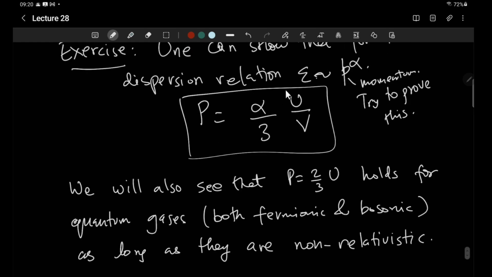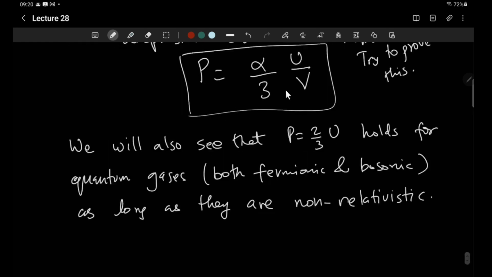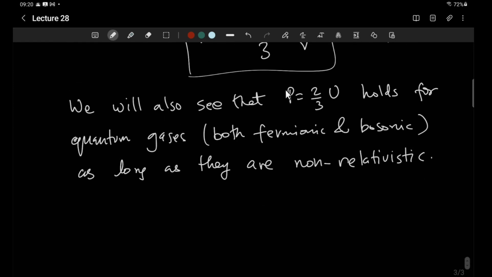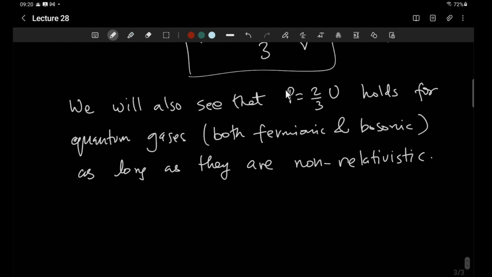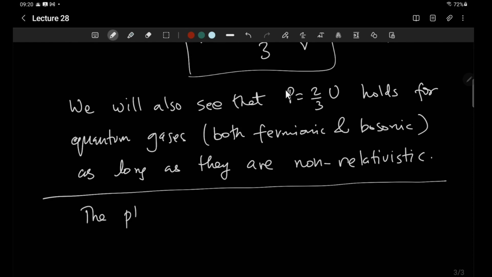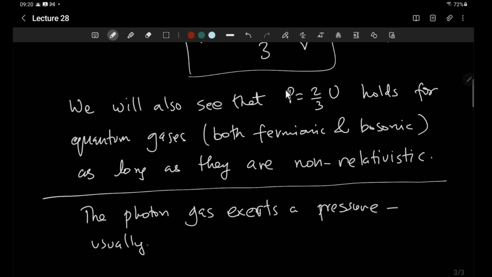Okay, then epsilon is just p squared upon 2. One more thing, which I wrote blissfully, is that the photon gas exerts a pressure, as we just saw. This is usually called the radiation pressure.